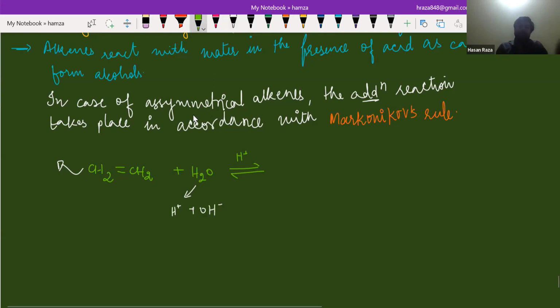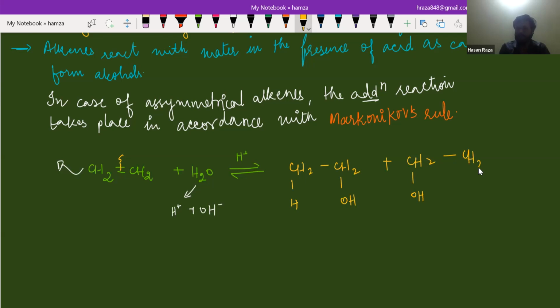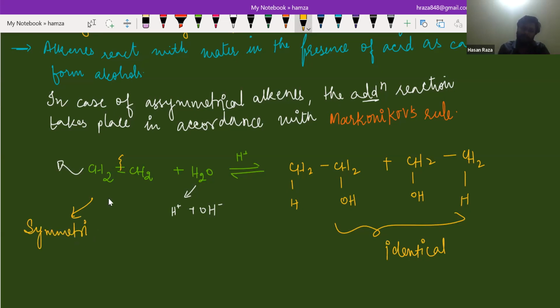And in order to add something new, we have to break one of the old bonds. So I'm going to break this bond. Either you can add hydrogen on the left carbon and OH on the right carbon, or you can do the reverse of this. It won't affect anything. Both are basically the same. These are identical because this is a symmetrical alkene. Is that clear? Yes, sir.